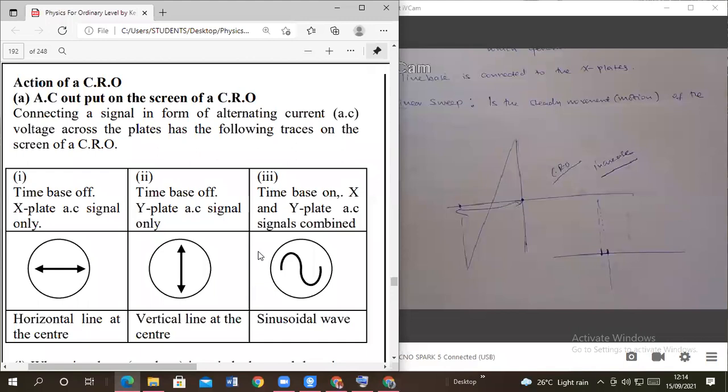Now you should know that in a cathode ray oscilloscope, you always want to measure. For instance, I can give you one advantage or one use of a CRO: a cathode ray oscilloscope is used to measure voltage. The voltage can be of a dry cell, of an accumulator, of a generator, or the voltage of a photocell that we looked at previously when we were looking at the photoelectric effect.